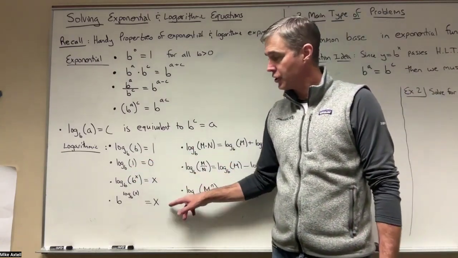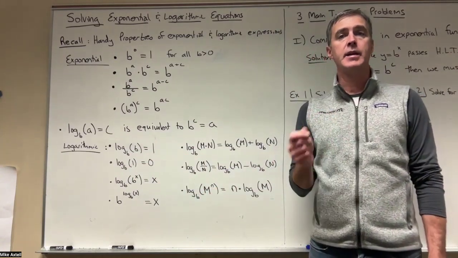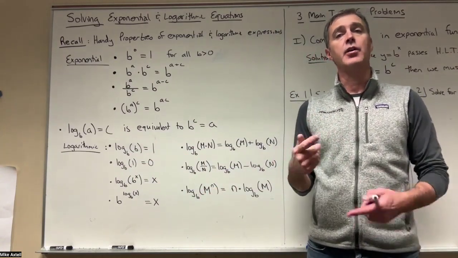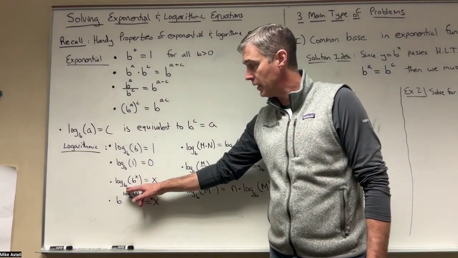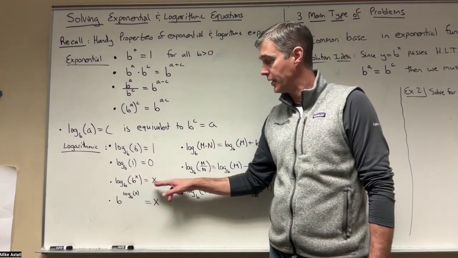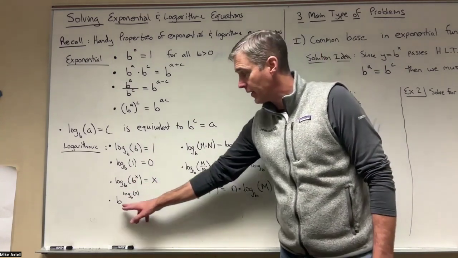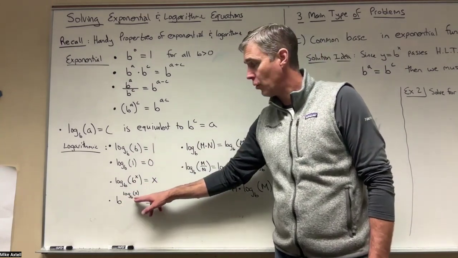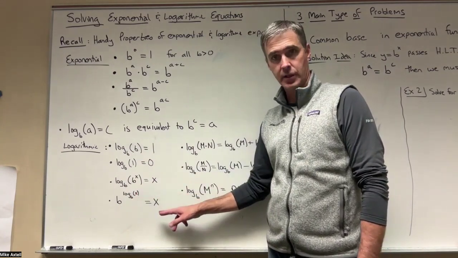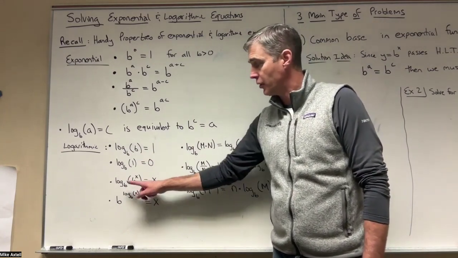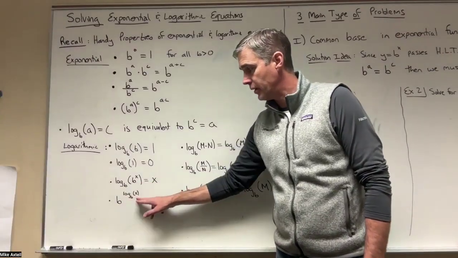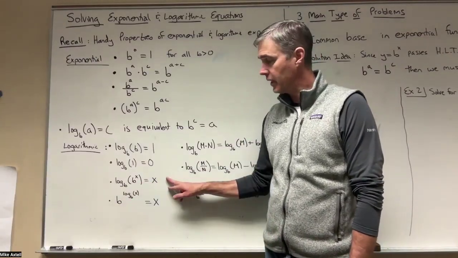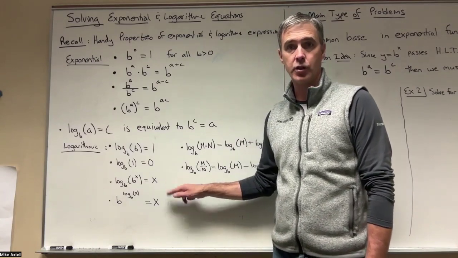And then the next two are just explaining that b to the x and log base b of x are inverse functions of each other. So if I take the log base b of an exponential function, I just get back x. And if I take an exponential function with the power being log base b of x, I just get back x. So the logarithm undoes the exponential, and the exponential undoes the logarithm. That's the inverse relationship between the two functions.